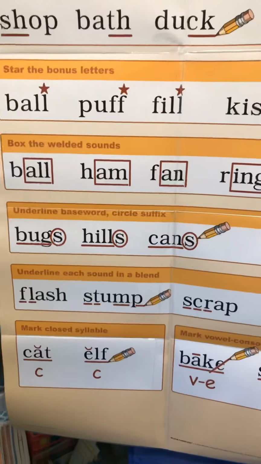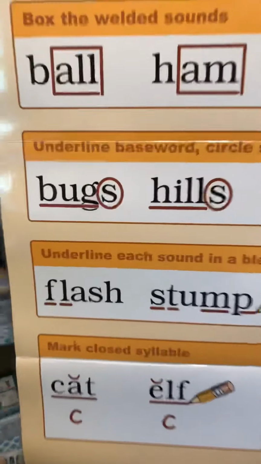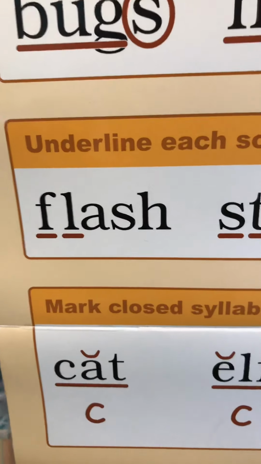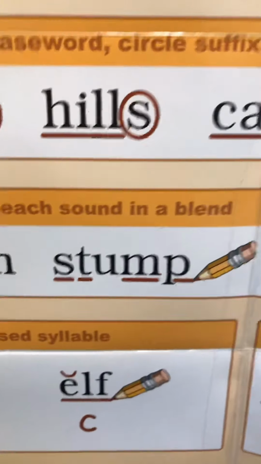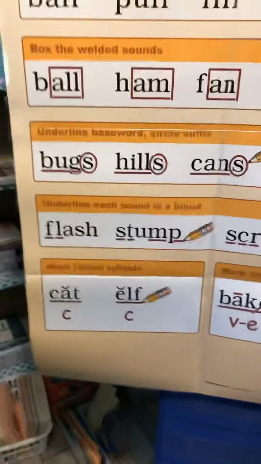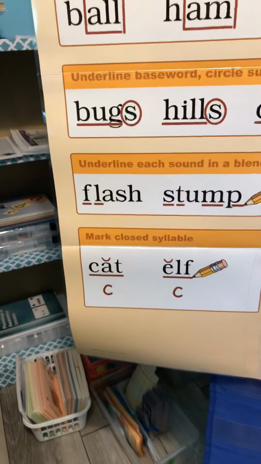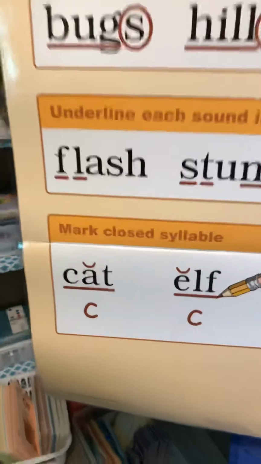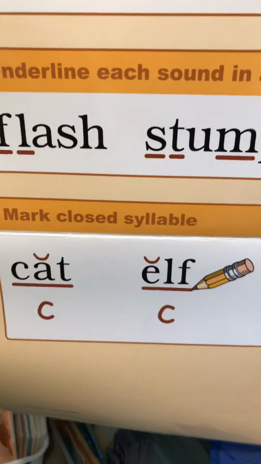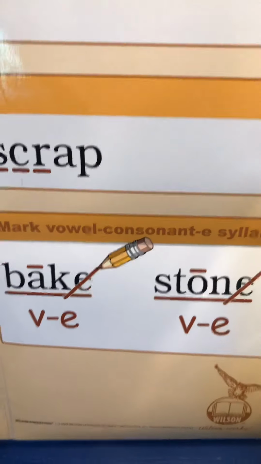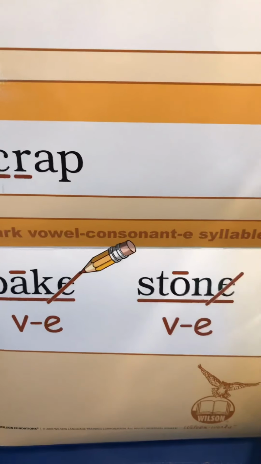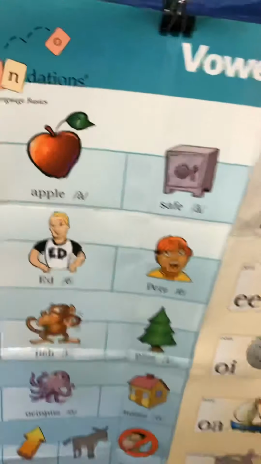When we teach blends, we just underline each sound in the blend. And there's different markings for the different types of syllables. So that would be a closed syllable with a short vowel. This would be a vowel-consonant-E with a silent E. So we teach the kids how to mark those words up.